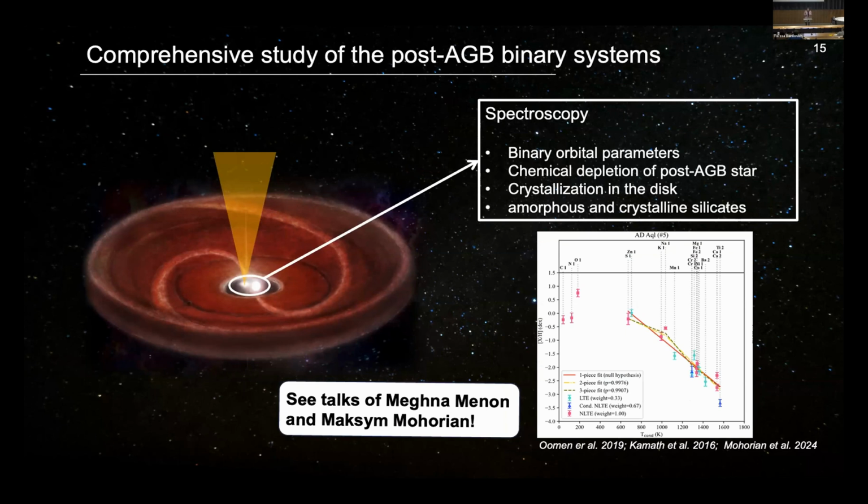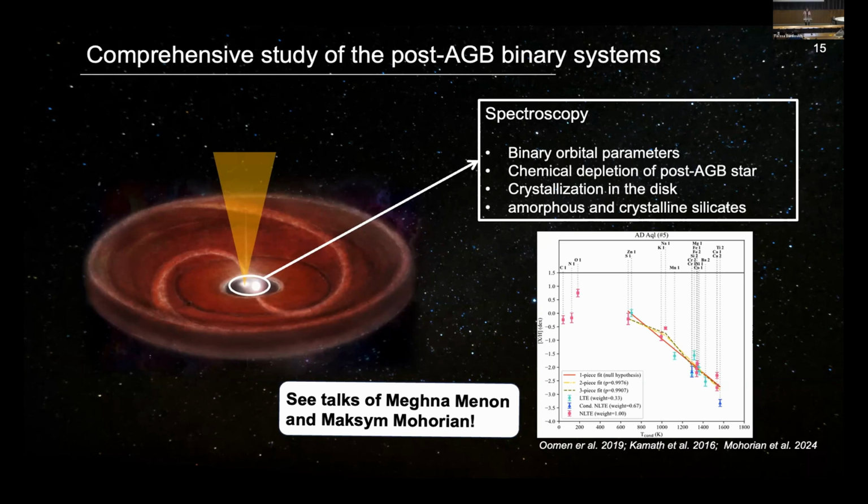Spectroscopic observations allowed us to determine the binary orbital parameters, the presence of crystallization in the disk, as well as amorphous and crystalline silicates. We also can see that for post-AGB binary systems, we have a chemical depletion of refractory elements, or elements with a higher condensation temperature, in the post-AGB photosphere.